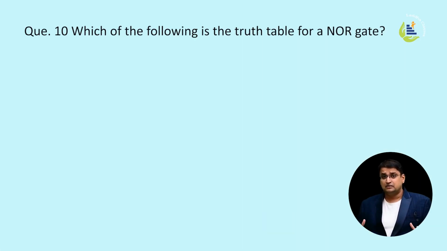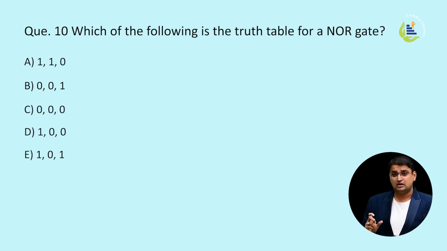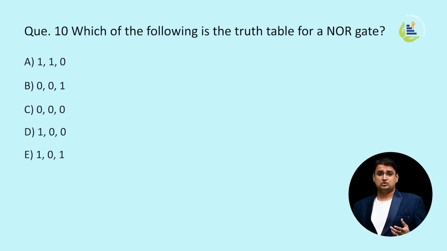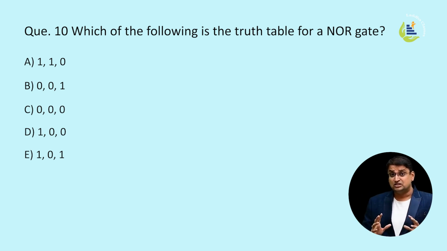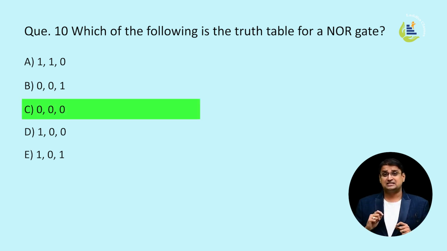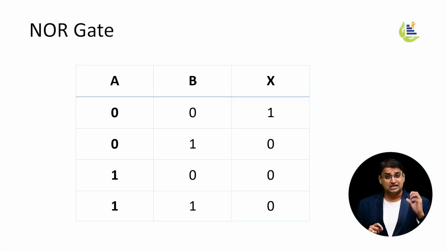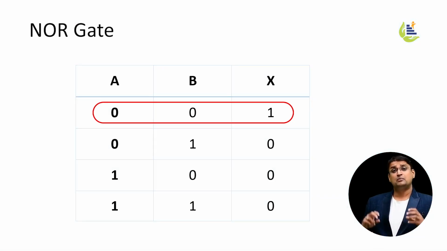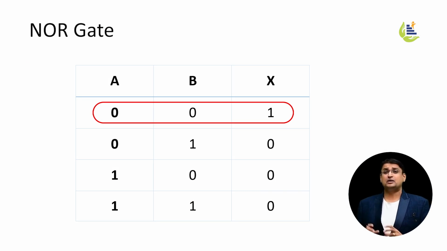Question 10. Which of the following is the truth table for a NOR gate? Options are 110, 001, 000, 100, 101. Correct answer option is C, 000, because a NOR gate returns 1 only if both inputs are 0. If either or both inputs are 1, it returns 0. Other options do not correctly reflect the NOR gate truth table.